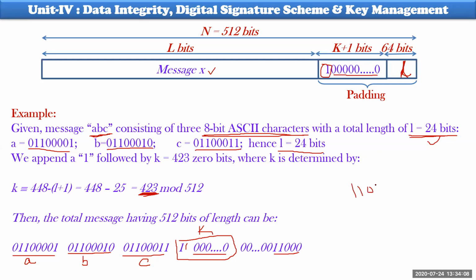How could you know this here? Look at this: 2 power 0, 2 power 1, 2 power 2, 2 power 3, and 2 power 4. 16 plus 8 will be equal to 24. How many actual bits are there within the message? That equivalent binary value could be loaded here in 64 bits. So in this way, the padding, the pre-processing gets added here. Pre-processing takes place in this particular pattern.